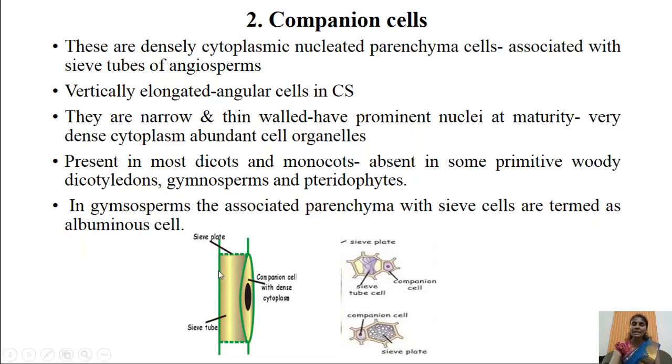Instead of companion cells, in case of lower plants like gymnosperms and pteridophytes, the parenchyma cells associated with the sieve tubes are referred to as albuminous cells. Here we can observe the cross section of companion cells. This is a vertical section where the sieve tube is always associated with the nearby cells called companion cells, which have densely packed cytoplasm and other cell organelles.